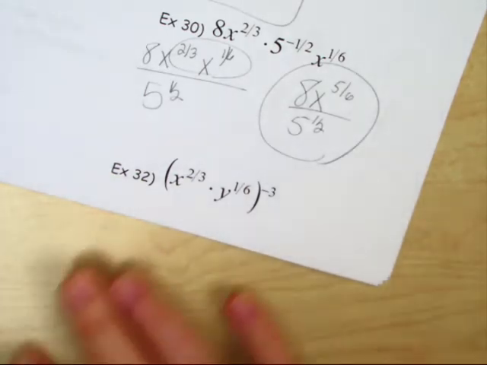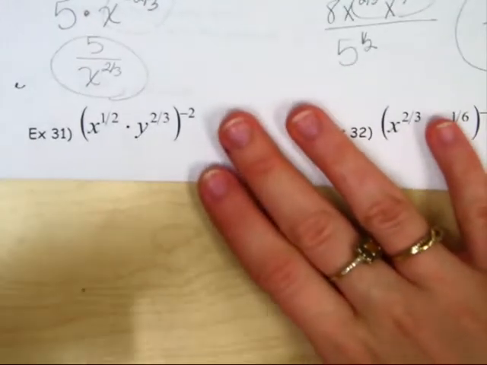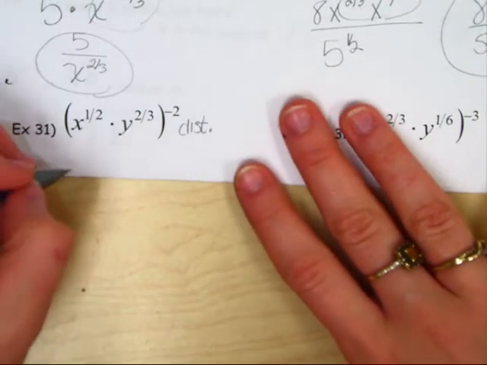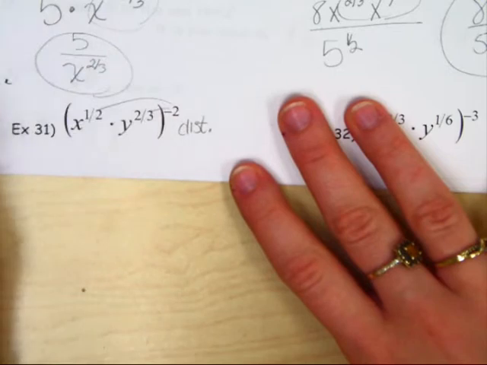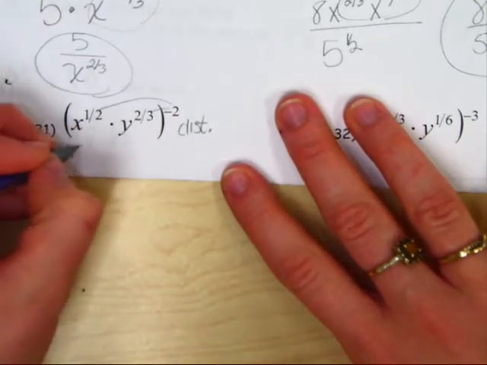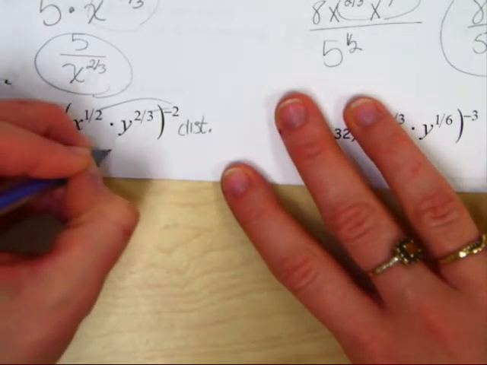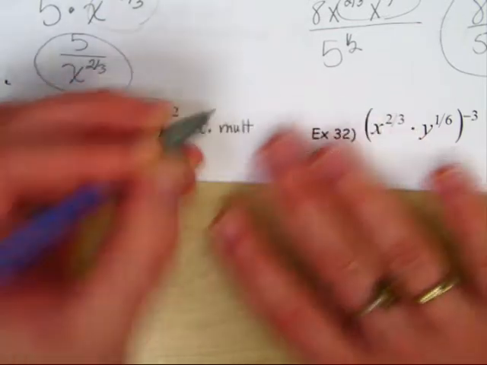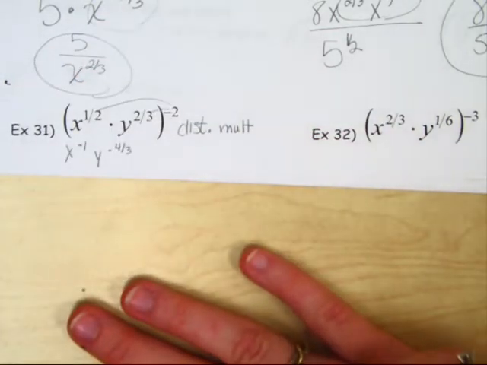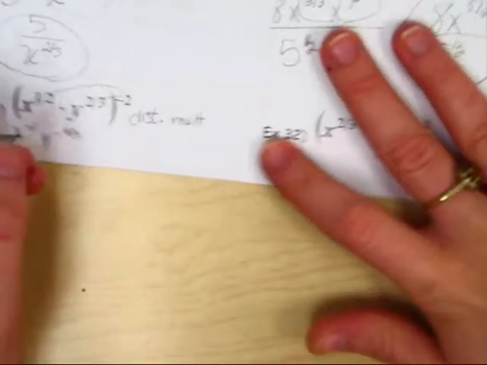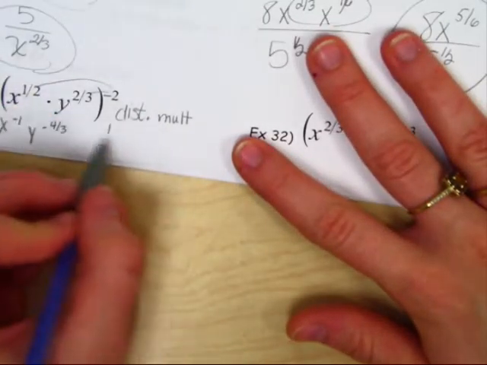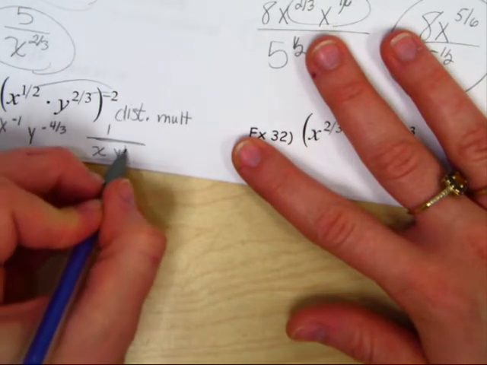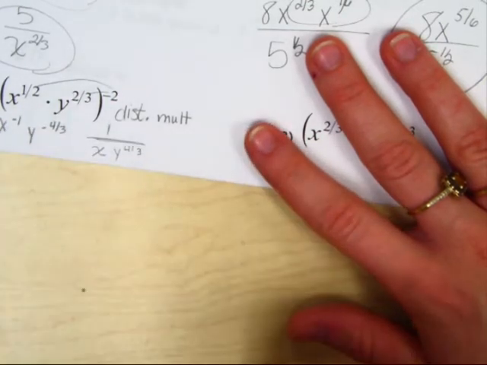31 has parentheses, so you need to distribute. So you distribute like that, and you get x to the negative 1 and y to the negative 4 over 3 because you are multiplying. Those are both negative, which means they both go in the denominator. That's x to the first power, y to the 4/3 power.